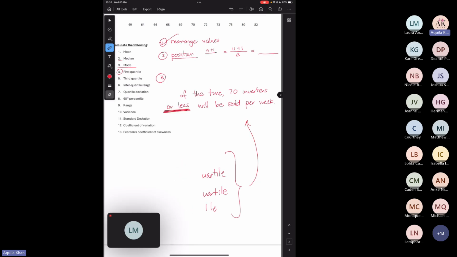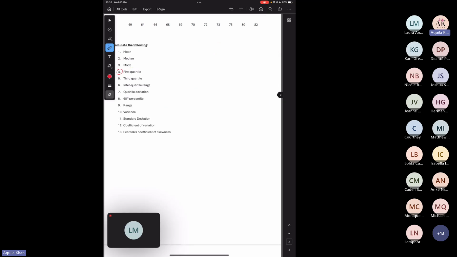And let's take this all off from the bottom. Okay, so we are looking at your first step, which is to rearrange the values. Rearranging the values was already done here, so we didn't need to worry about doing that. Let's take that off. Then the next one is to determine the position. When it comes to the first quartile, the position is calculated as n plus 1, but over 4.